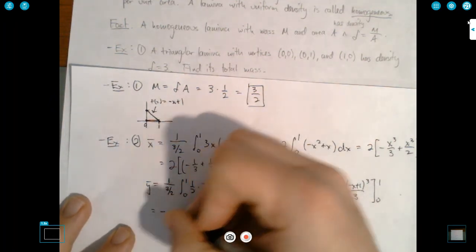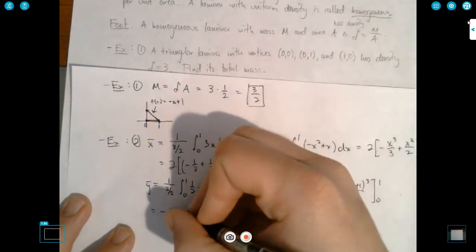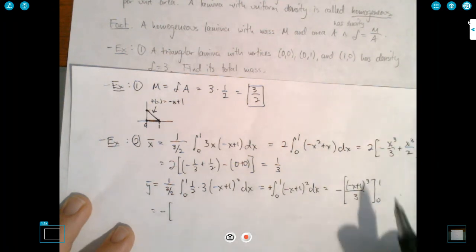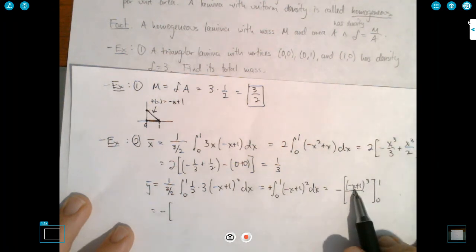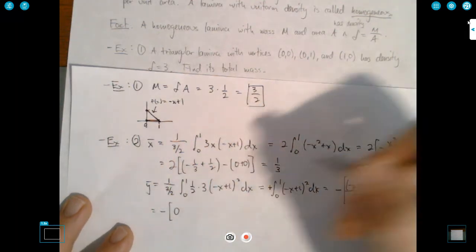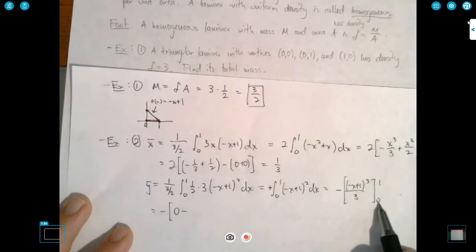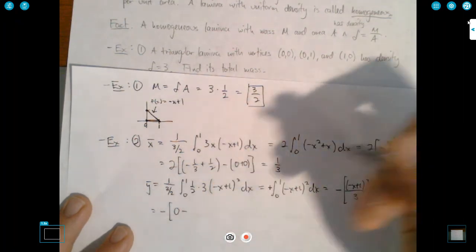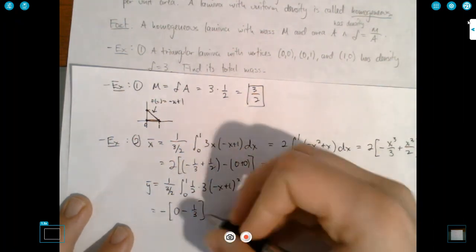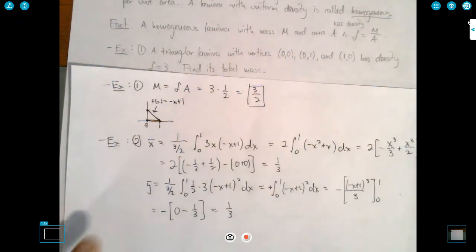So this is going to be negative. I'll kind of think of it like this. If I plug in 1, I'm going to get 0. 0 cubed is 0. 0 divided by 3 is 0. So I get 0. If I plug in 0, I'm going to get 1. 1 cubed is 1. 1 divided by 3 is 1/3. So I get a negative 1/3. Well, that's just 1/3.